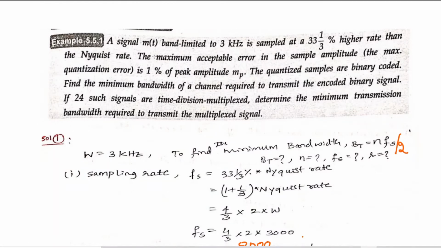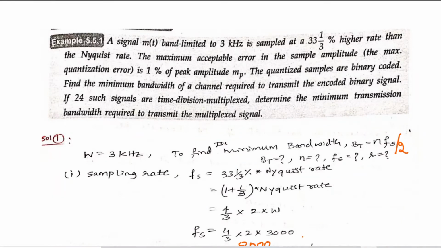Now, next, the maximum acceptable error in the sample amplitude, that is the maximum quantization error, is 1% of peak amplitude mp. If you consider peak amplitude as 1 volt, then the error will be 1% of that 1 volt, that is you can say 0.01, and the quantized samples are binary coded.